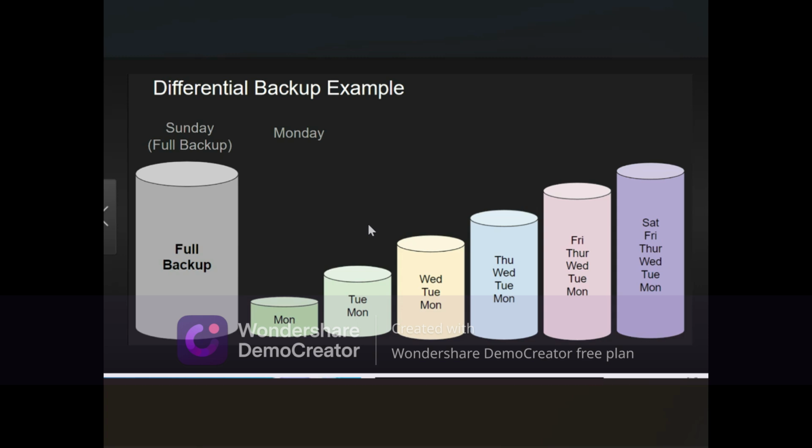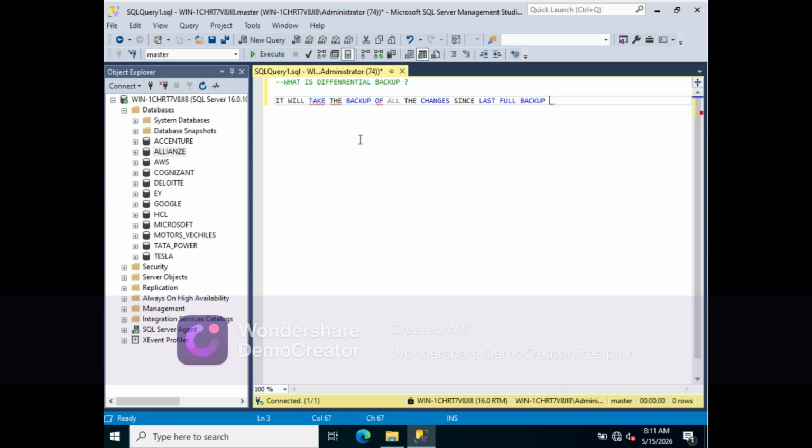Not all organizations follow this strategy for taking backups. Some organizations take the full backup daily, a differential backup every hour and a log backup every 15 minutes. Some organizations take a full backup on Sunday, a differential backup every day and a log backup every hour. Okay, so now we will come over to our server.